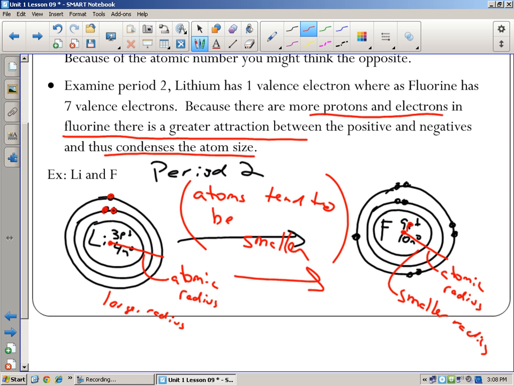Okay, and that's important for us. All right. So that's the first thing about electronegativity and atoms. So that's the trend that goes from left to right.